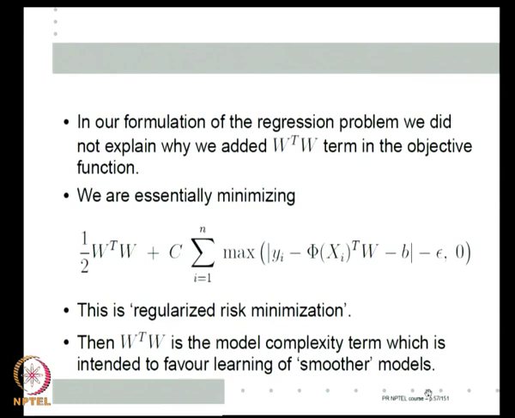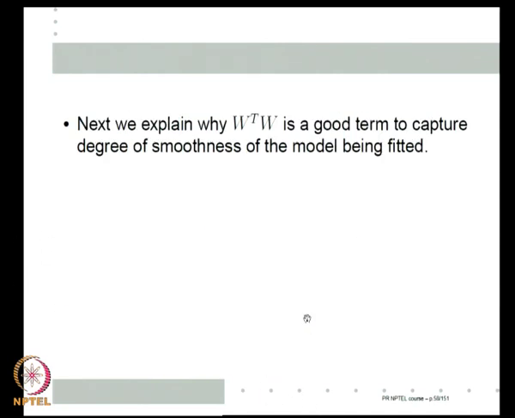Why do we use regularization? Why do we use the model complexity term? Just because I am minimizing my data error is not enough, as we discussed when we discussed statistical learning theory. We need to learn simpler models, right. The simpler the model, the better it is. So, essentially we want smoother models. Okay. So, the W transpose W term is a complexity term which is intended to favor smoother models.